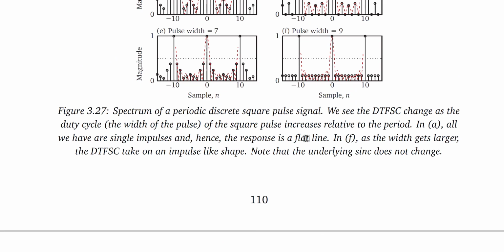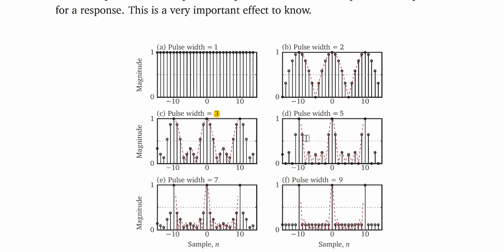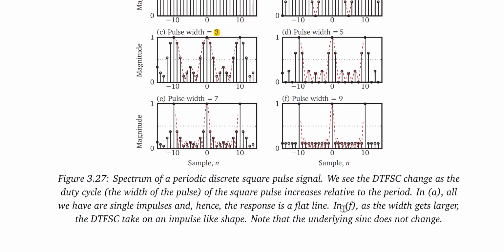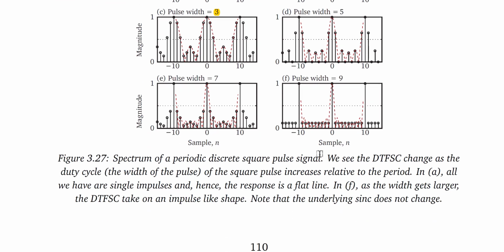So what that tells you is that as the pulse width is getting narrower, we're starting to approach an impulse train. And this is for a discrete signal, whereas in an analog signal you get almost exactly the same thing, except it's not discrete.